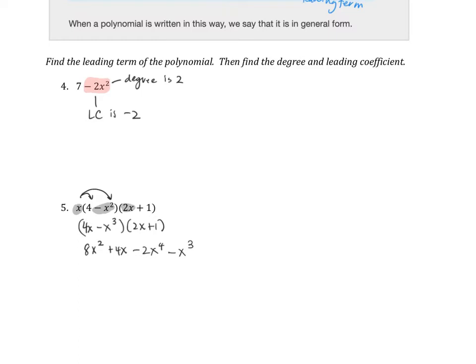So now I'm going to look for the leading term. Remember, the leading term is the one with the highest exponent. The highest exponent I see is a 4. So here is my leading term. My degree is 4. And my leading coefficient is negative 2 again. So again, you're looking for the highest exponent. That's your leading term.